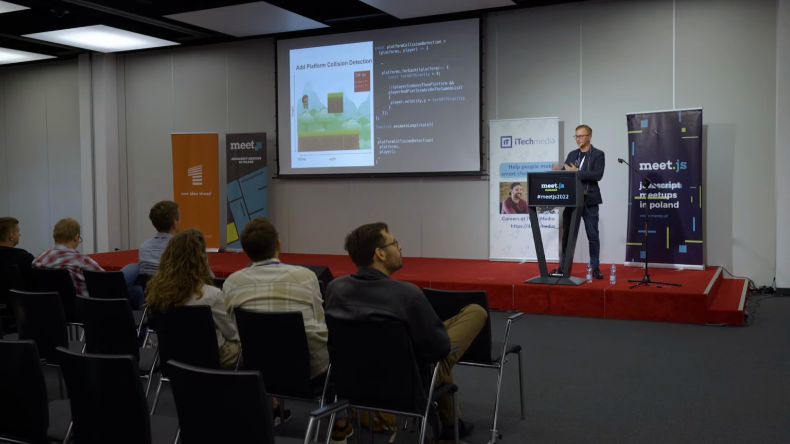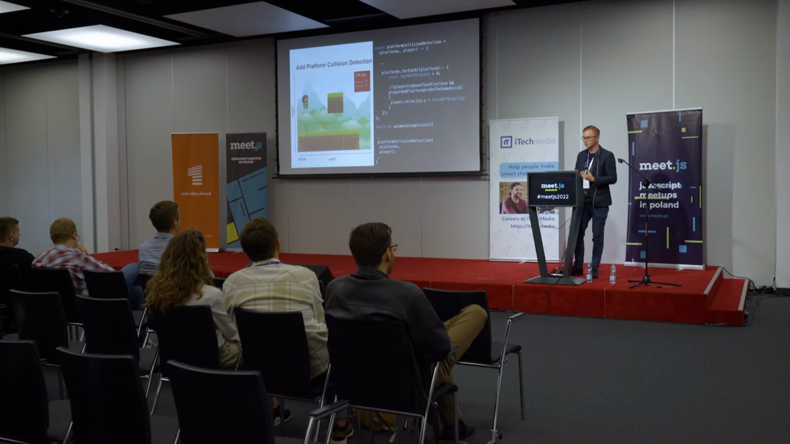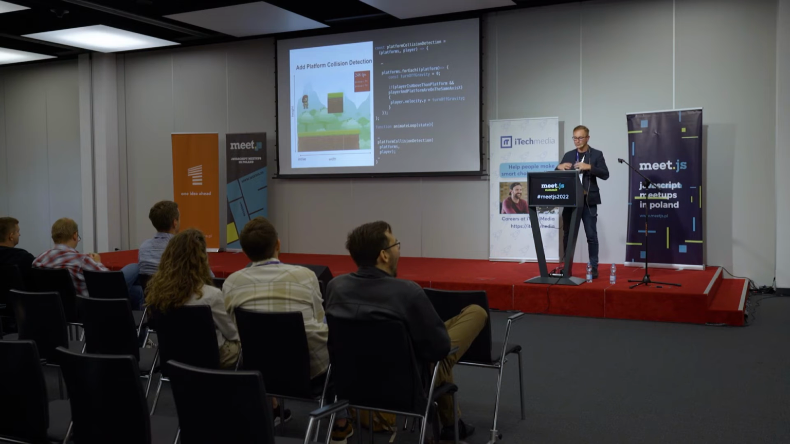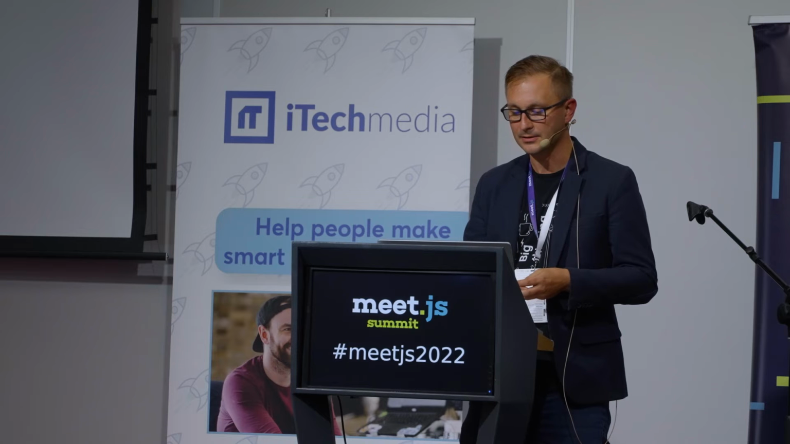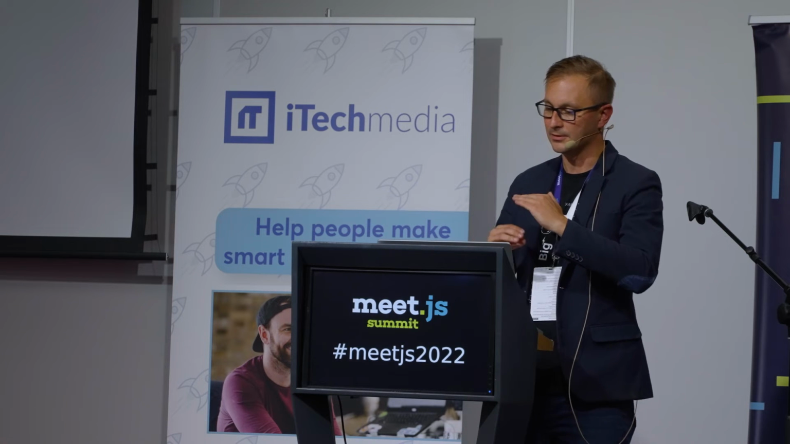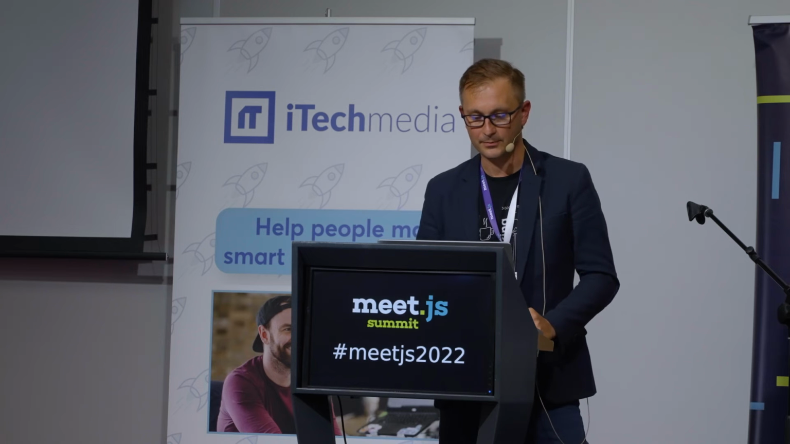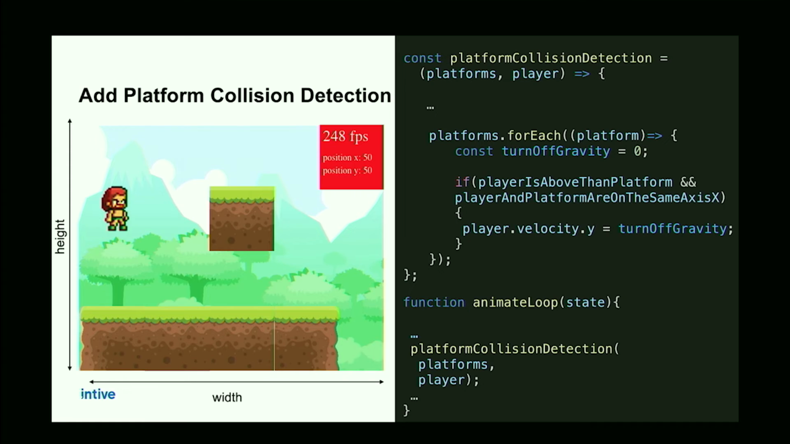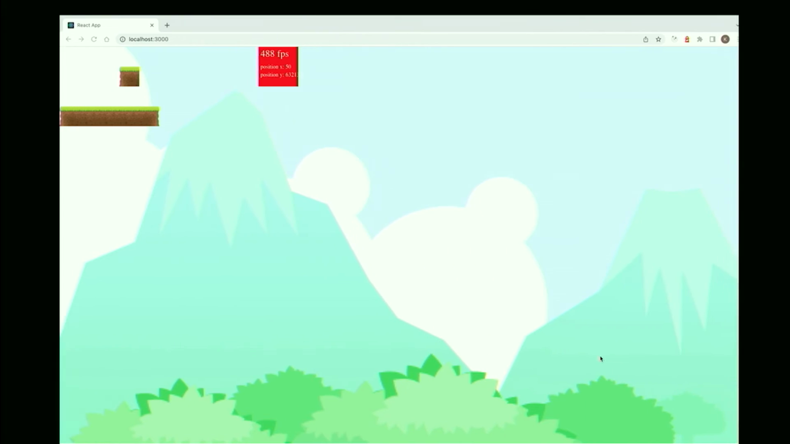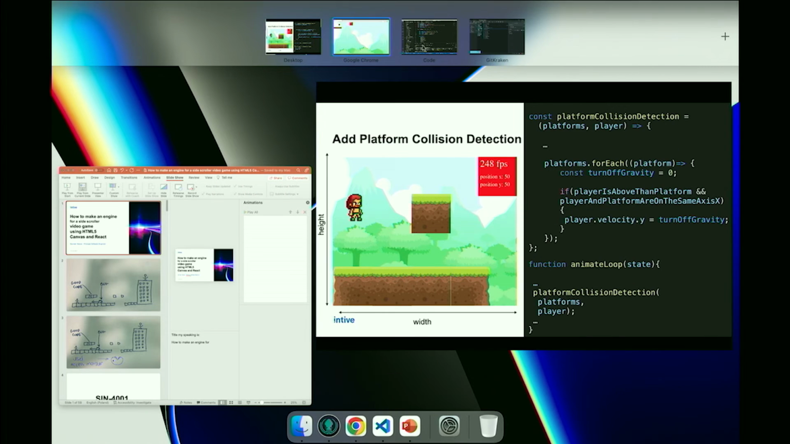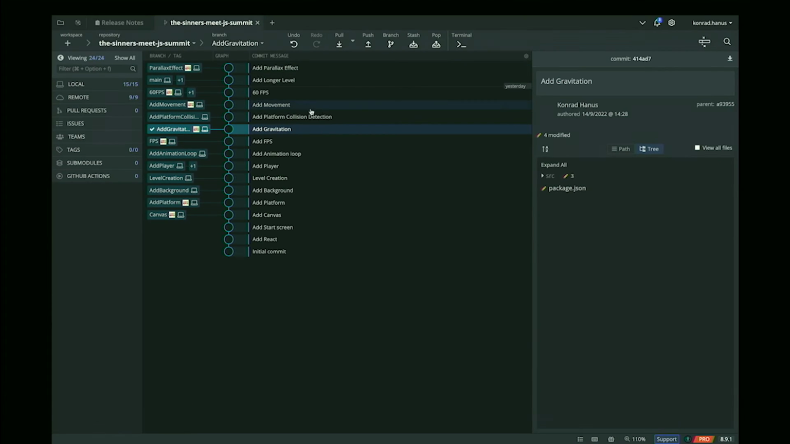We can turn off the gravity when we are sure that the player will be above that platform and on the same x-axis and y-axis as the block. So the player should be above the platform. So we can add that platform collision detection to our animation loop, and then we can have our first platform collision detection.